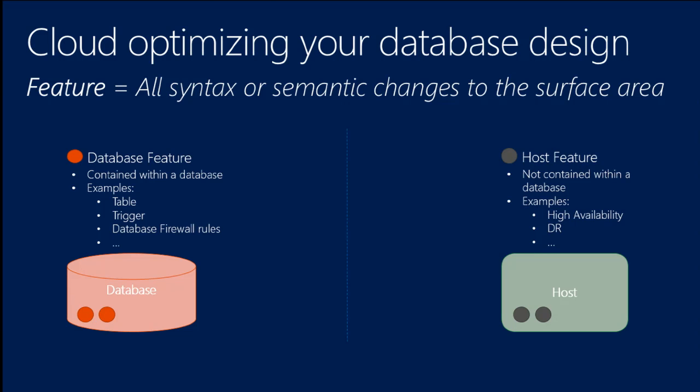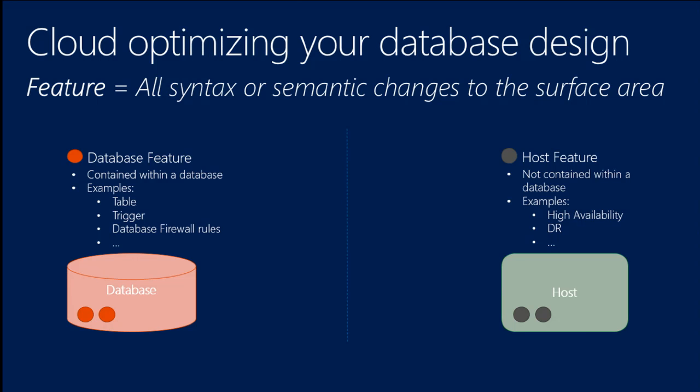Host features are, for example, high availability or disaster recovery. These are things that are managed by the host, and potentially, depending on where you run it, every host sets it up slightly differently. And then there are things that actually belong completely in the database and that can be moved around with the database without having any impact, like tables and triggers, for example.